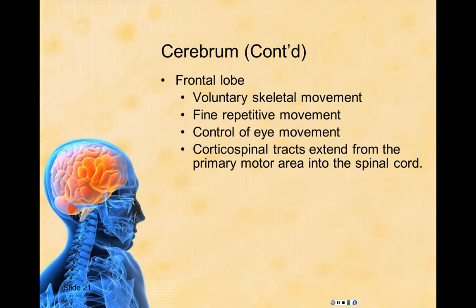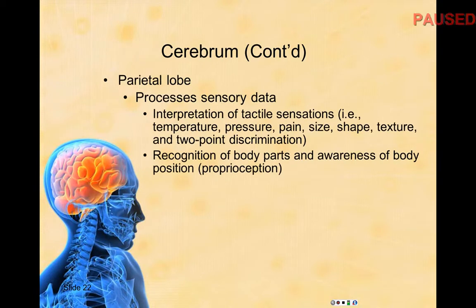The biggest part of the cerebrum is the frontal lobe, which controls voluntary skeletal movements, fine repetitive movements, control of the eye movements, and corticospinal tracts that extend from the primary motor area into the spinal cord. The parietal lobe processes sensory data, interprets tactile sensations like the sense of touch and temperature, pain, pressure, size, shape, etc., and the recognition of body parts and awareness of body position, in other words, proprioception.